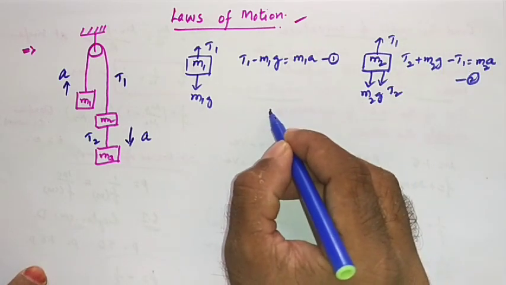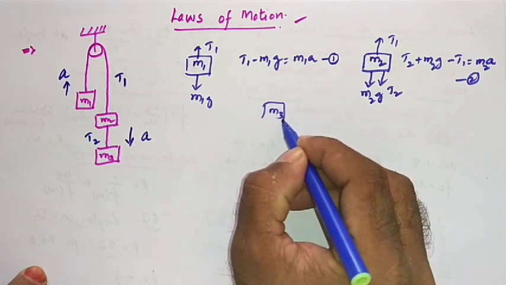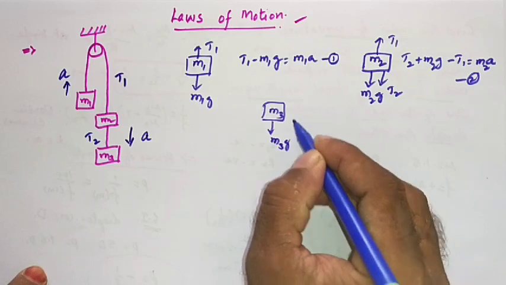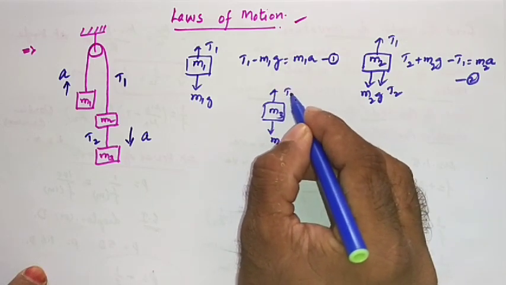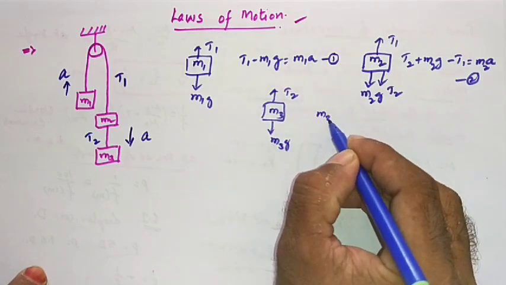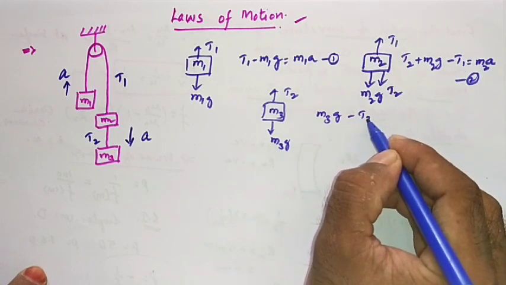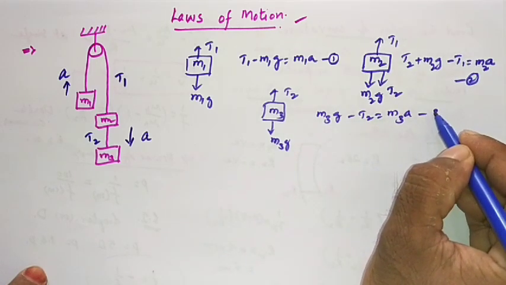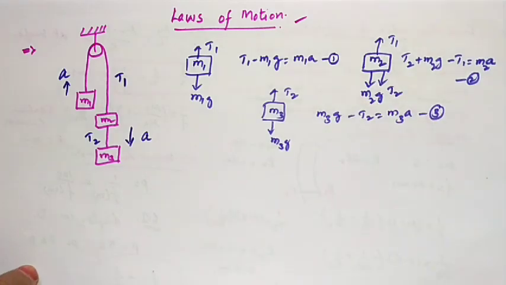Now coming to m3. What is the free body diagram? How many forces are acting on it? Let us see. Gravitational force is downward and tension T2 is upward. Therefore, m3g minus T2 is equal to m3a. This is equation 3. That's it.